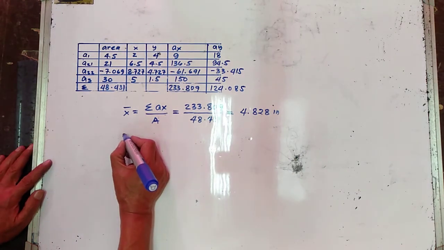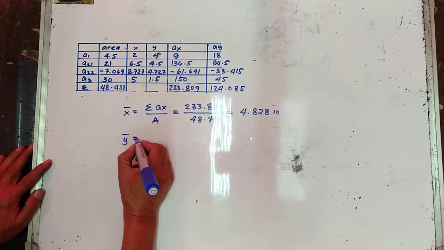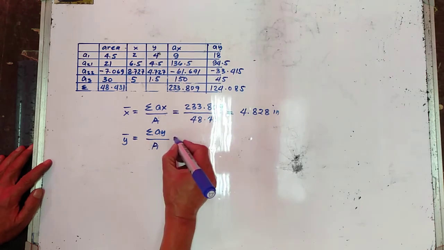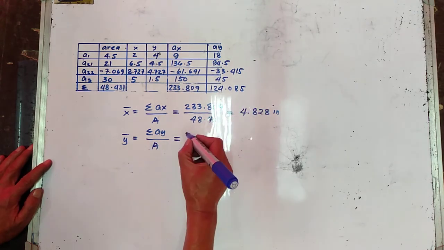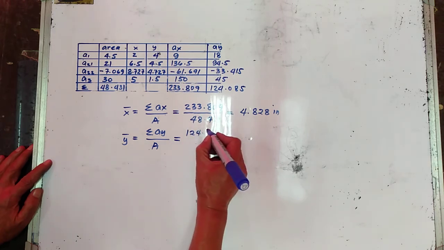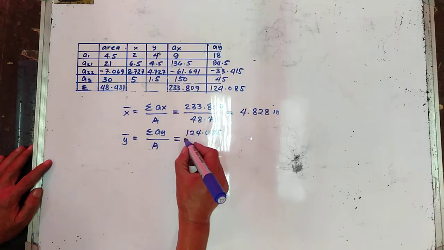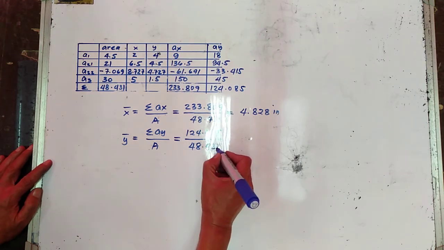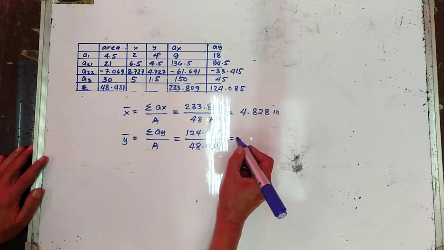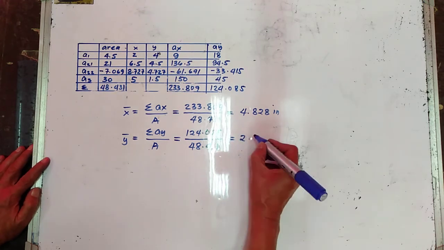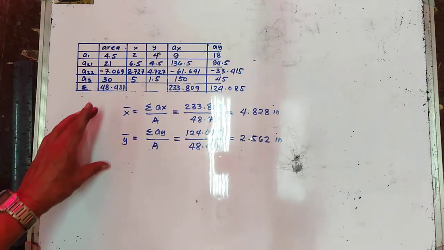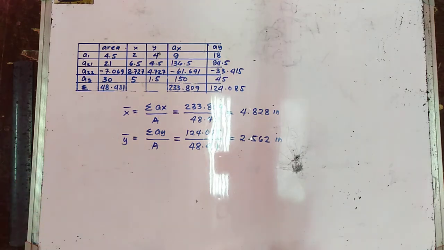And we have your bar Y equal to summation Ay all over the total area. This is equal to 124.085 divided by 48.431, and that is equal to 2.562 inches. So this is the location of the centroid of the given composite figure.